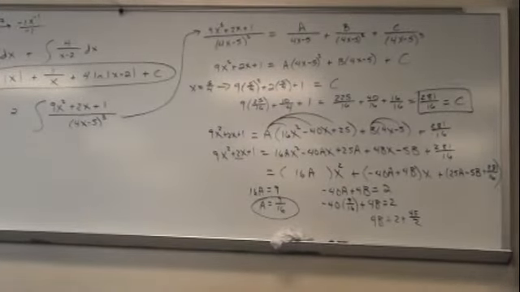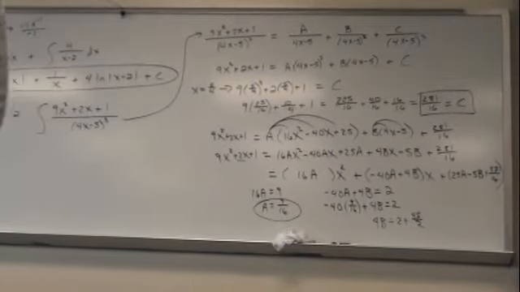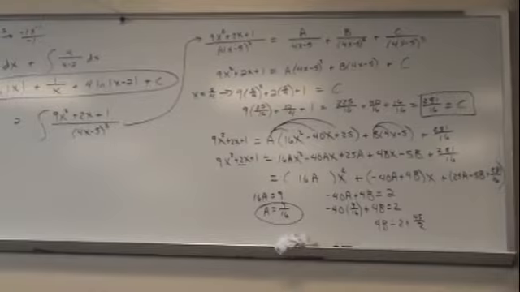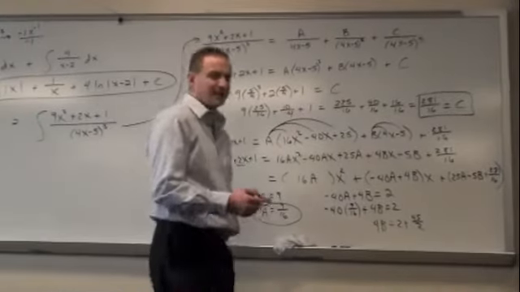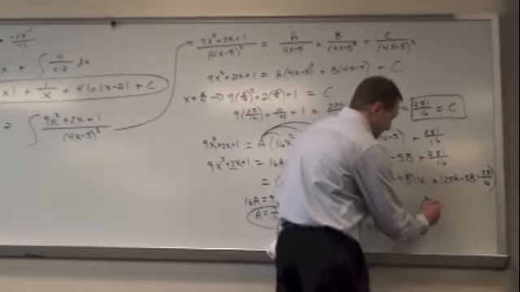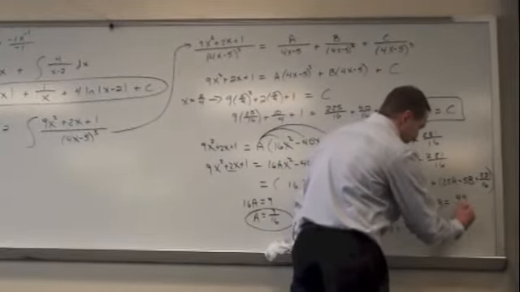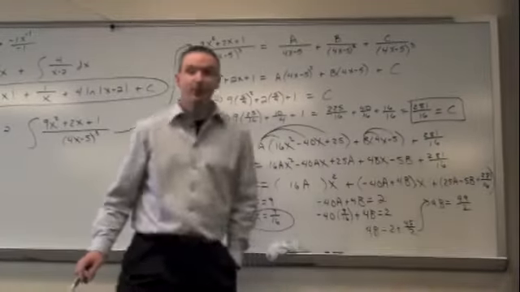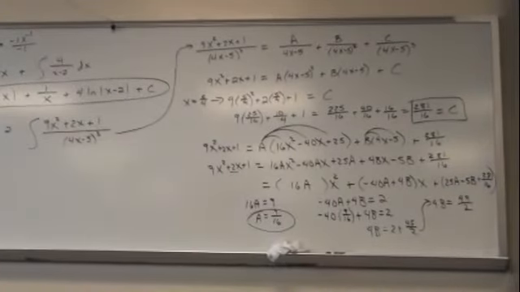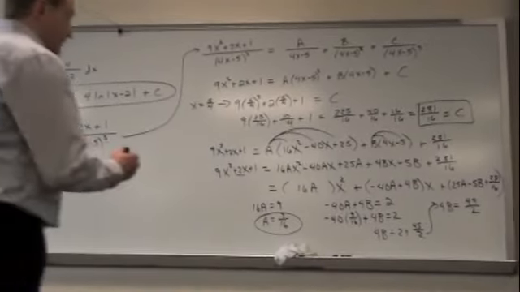And I can say, well, 2 is the same thing as 4 over 2. Oh, it's going to be gorgeous. 49 over 2. No, that's not gorgeous. I was thinking I needed to take the square root, but I'm not. But it's gorgeous in its ugliness. So I'm getting 4b is 2. So b is going to equal 49 over 2 divided by 4, which is 49 over 8.